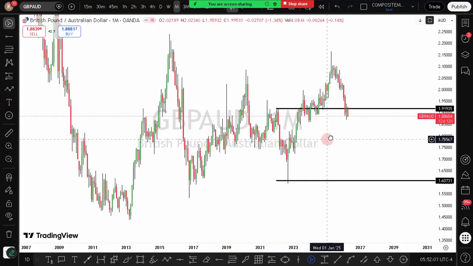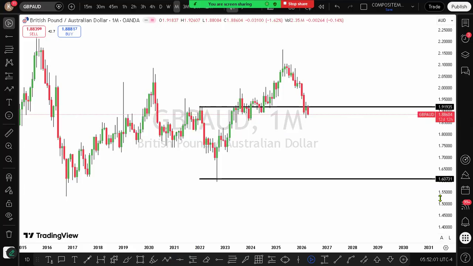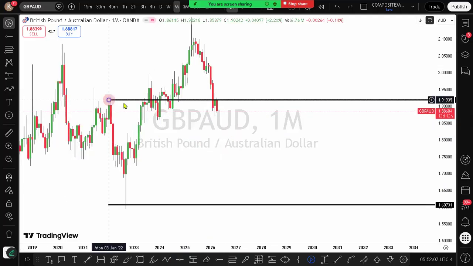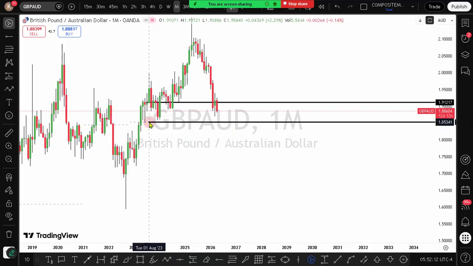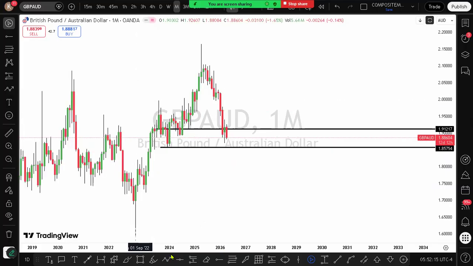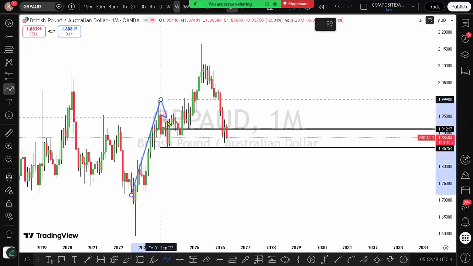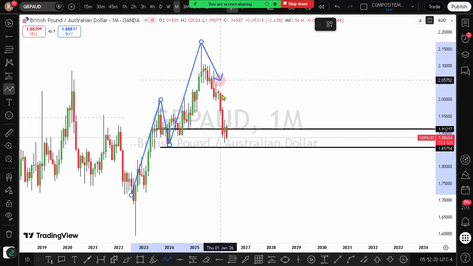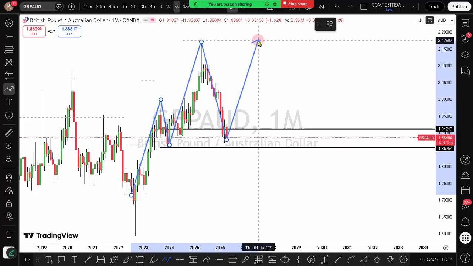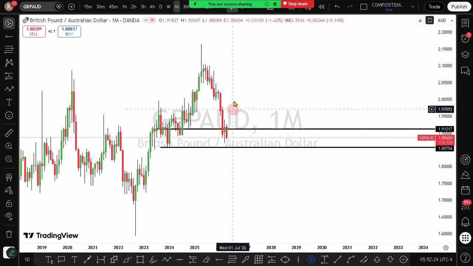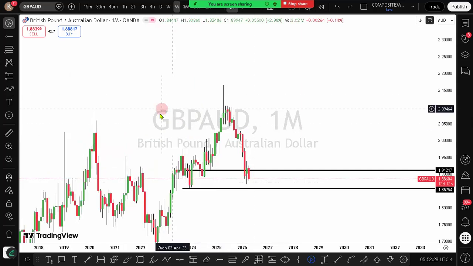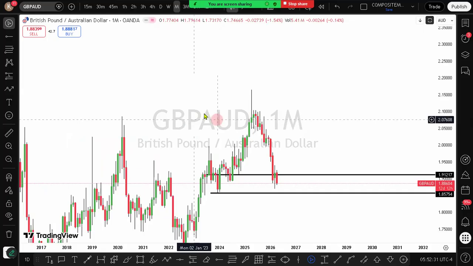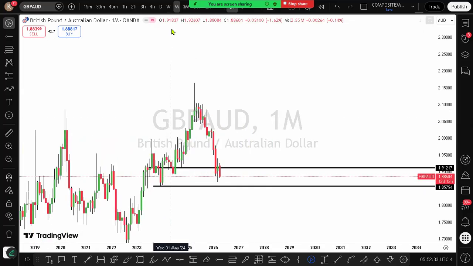So if we zoom in closely, we can see we are currently sitting on this particular demand. And it's not just a demand, it is what we call a pivot. Rally, correction, rally, you're likely to come back here and continue going higher. Fundamentally, you are very bullish on the pound and bearish on the AUD. So combine the two to get a bull bias in this case.